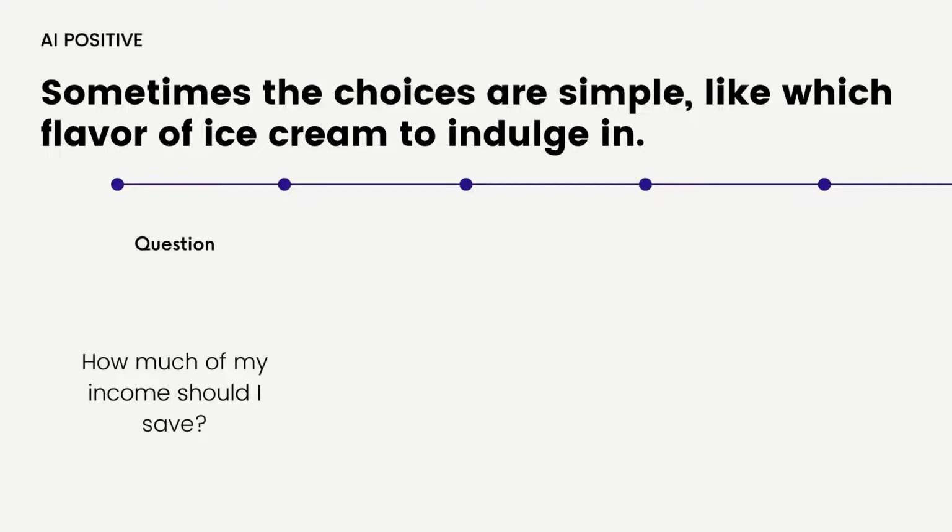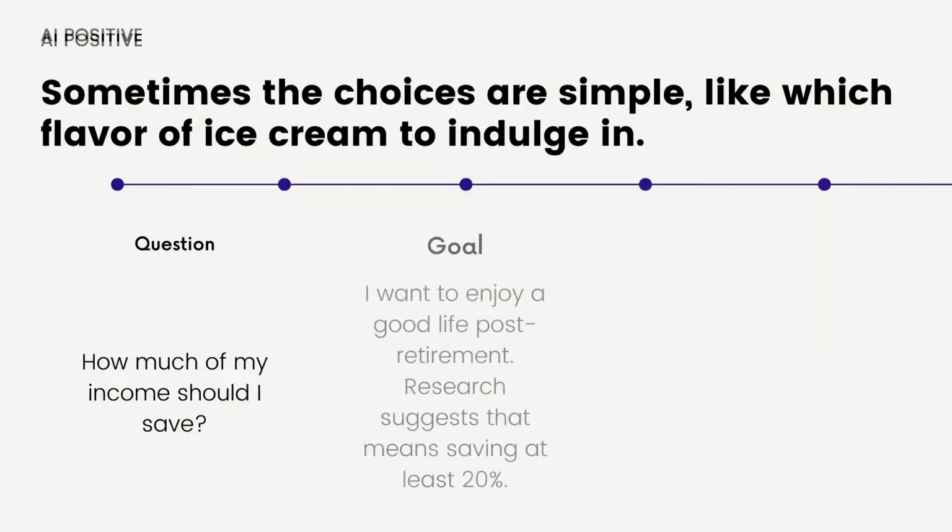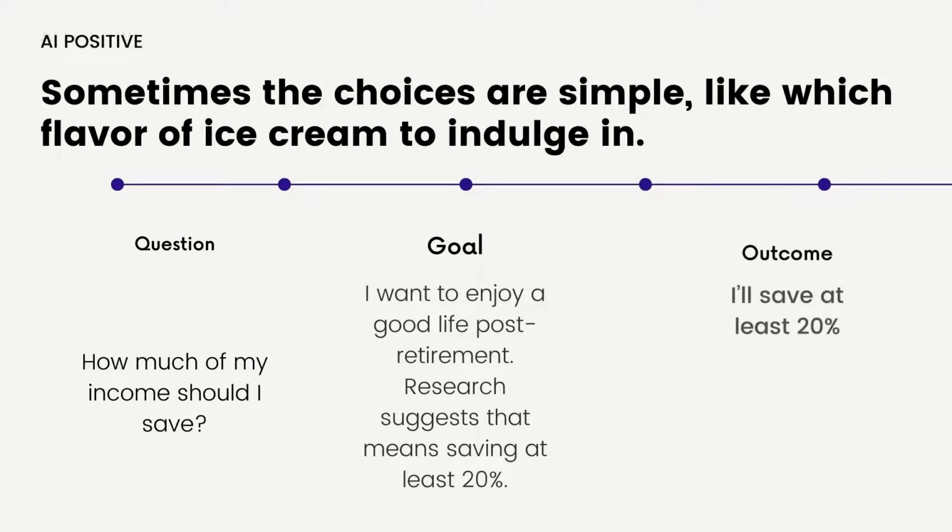But what about the more serious choices, like deciding how much income to squirrel away for retirement? The same process still works. Here the goal is, I want to enjoy a good life post-retirement. Research suggests that means saving at least 20%. We will get the outcome as, I'll save at least 20%.